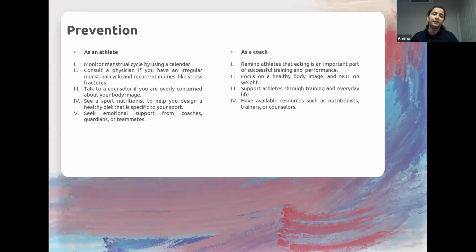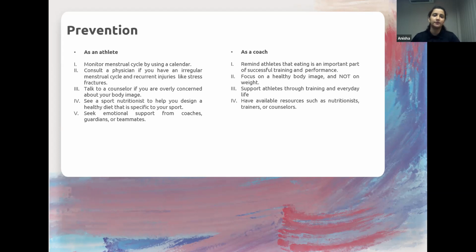Now, how to prevent female athlete triad. What you should do as an athlete. Every girl should first of all monitor a menstrual cycle calendar. Just very important. Normally girls usually don't record their dates, which causes issues in diagnosing the menstrual disturbances. If you are regular with your tracking, it is easier to track it and diagnose a particular problem at an early stage.